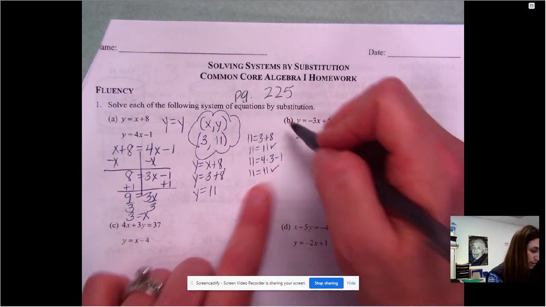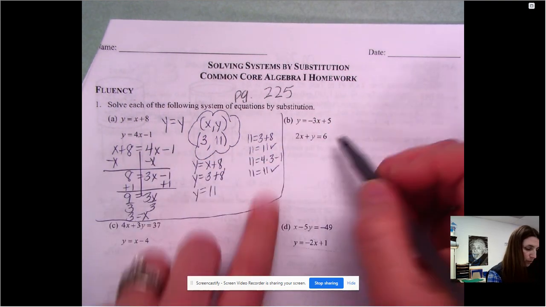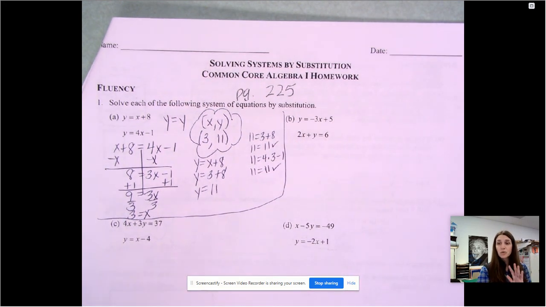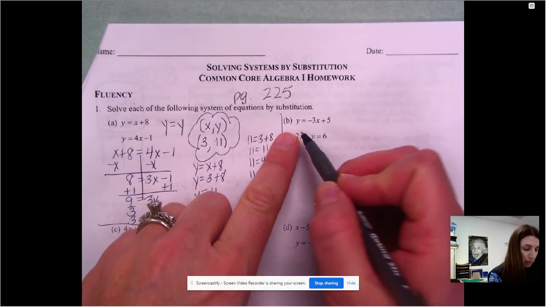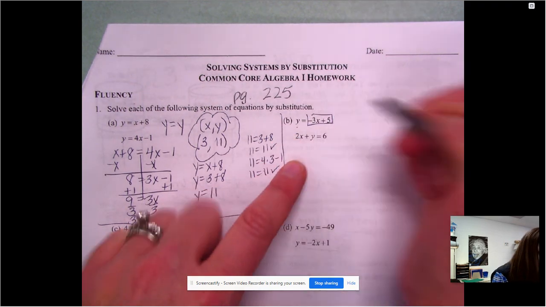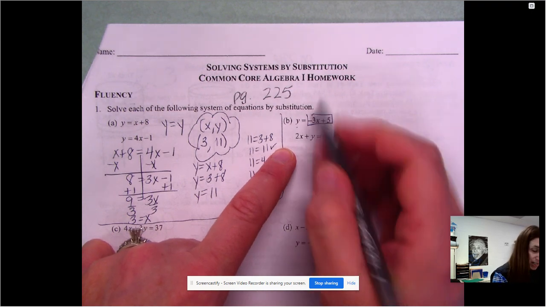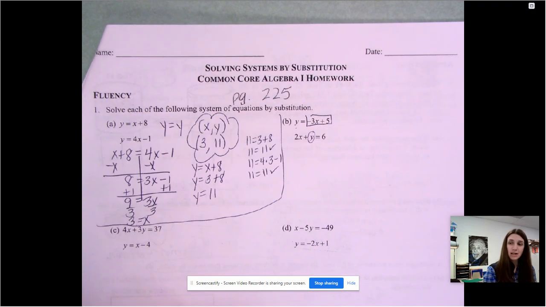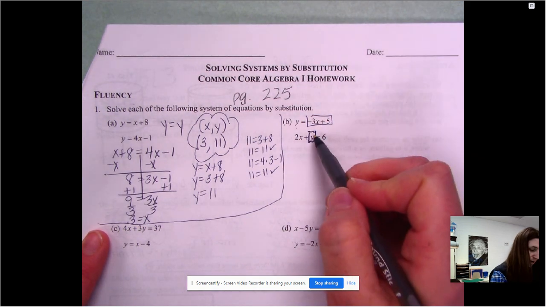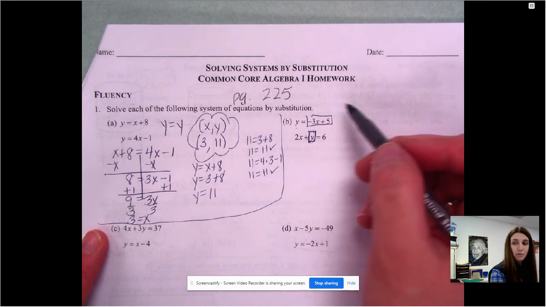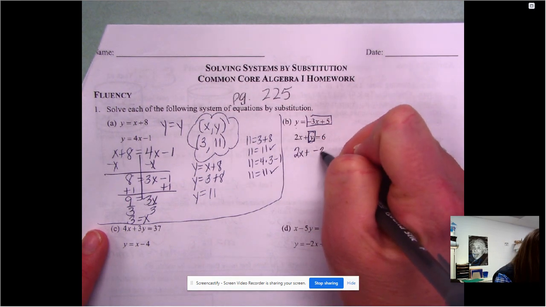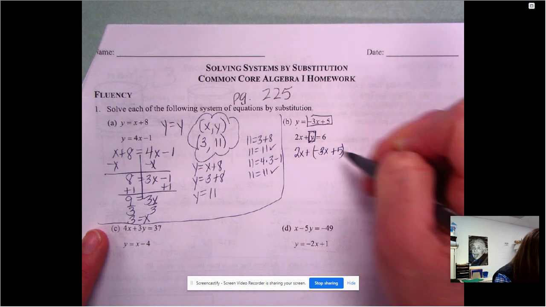Okay, let's take a look at letter B. So for letter B, we have y equaling negative 3x plus 5, and then 2x plus y equals 6. There's only one equation here that has a variable all alone, saying that y equals all of this. So in this next equation, where I see the y, I'm going to substitute in that whole entire expression. I should have put a rectangle around it. So instead of writing y, I'm going to write the expression that was in the rectangle. So 2x plus negative 3x plus 5 equals 6.